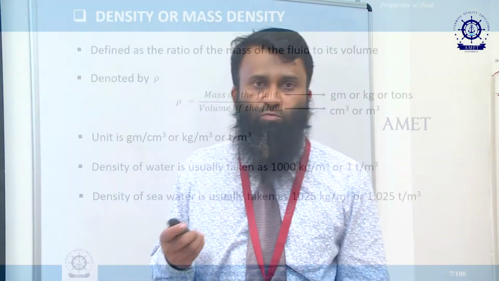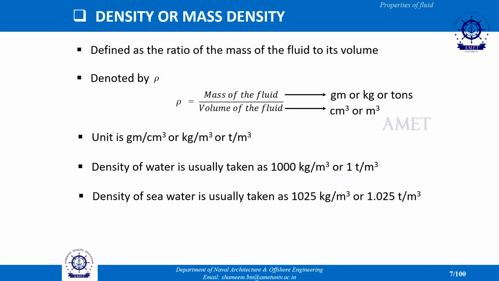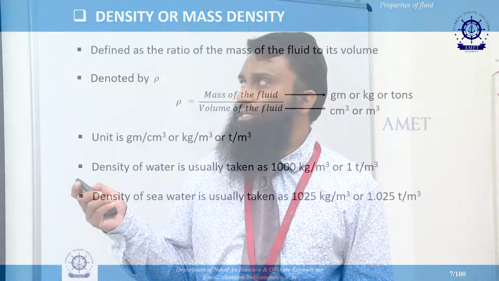Now let us see some different properties of these fluids. So the first property is density, or mass density. How is it defined? It is nothing but the ratio of mass to volume. It will be denoted by the letter rho. So rho is nothing but the mass of the fluid by the volume of the fluid.